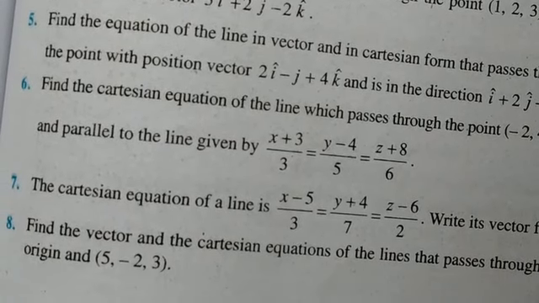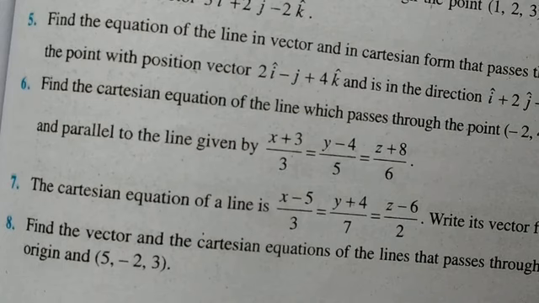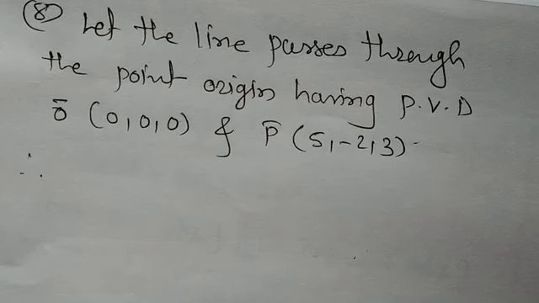Find the vector and Cartesian equation of a line that passes through the origin and the point 5, minus 2, 3. So again we want to find the equation of a line, in vector and Cartesian form, which passes through 2 points. First is the origin and second is 5, minus 2, 3. Let the line pass through the origin having position vector O bar, 0 0 0, and the second point is P bar, 5, minus 2, 3.